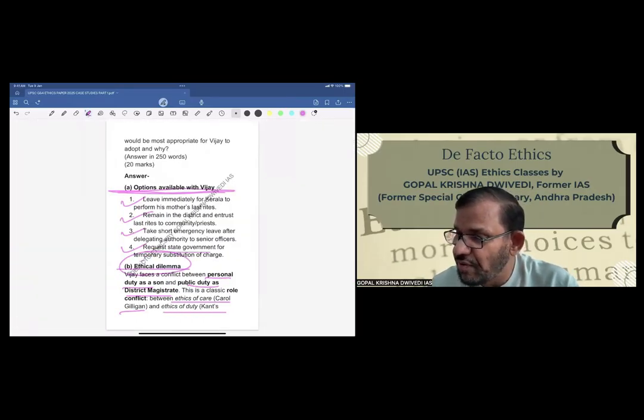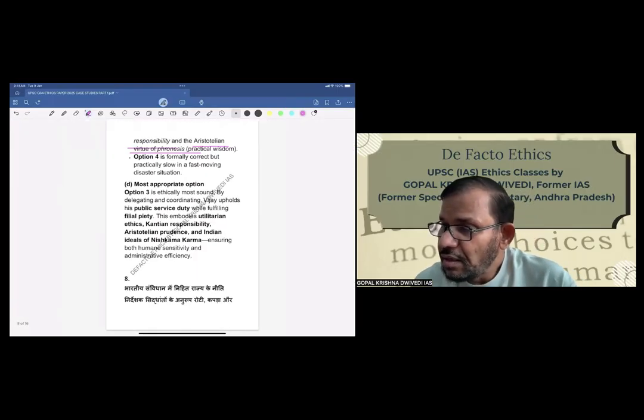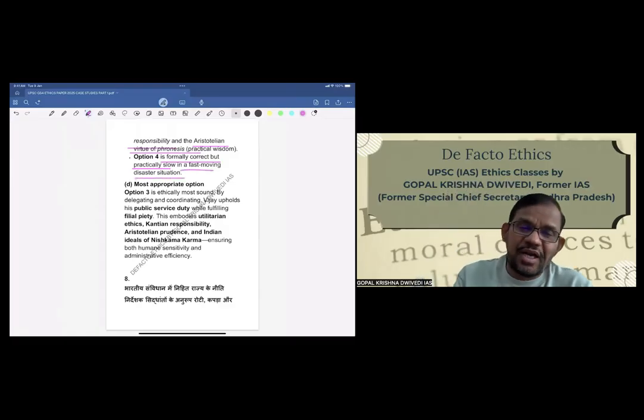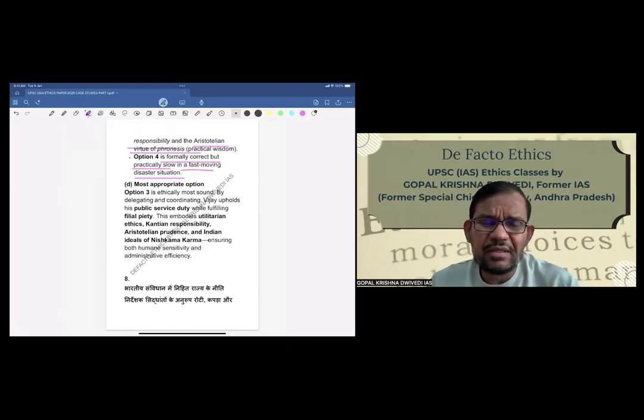Request the state government for temporary substitution of charge, that is transfer. Is formally correct but practically slow in a fast-moving disaster situation, because if you ask for the transfer, it may take time. It will also be seen as a negative, because when the problem is there, you are running away from the problem. So this option is also not very appropriate.